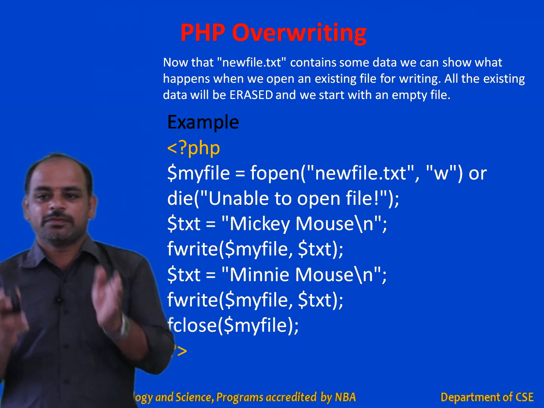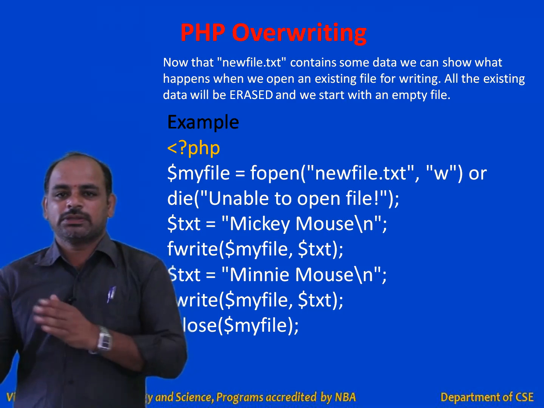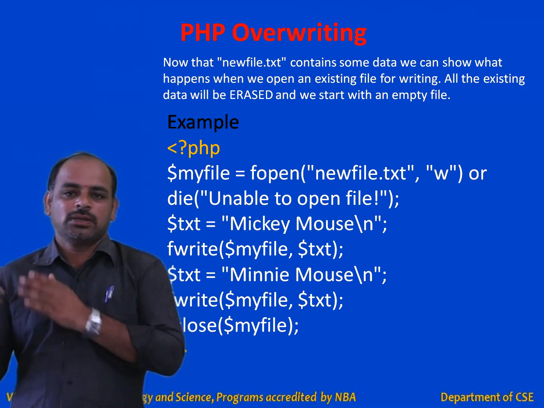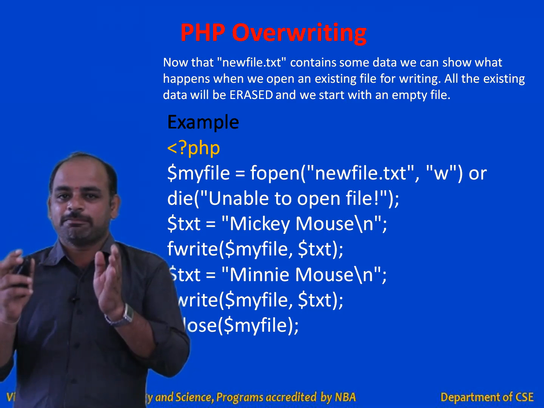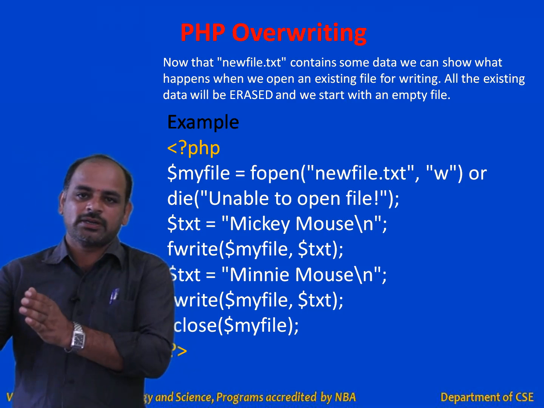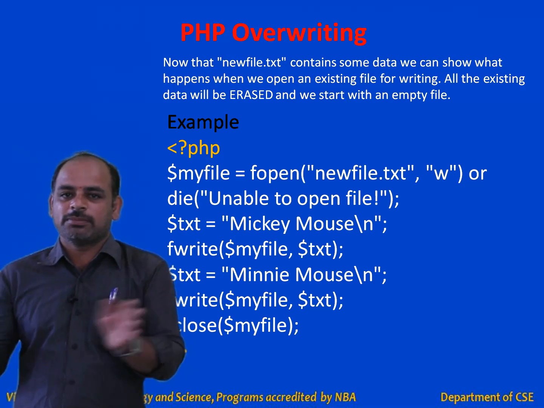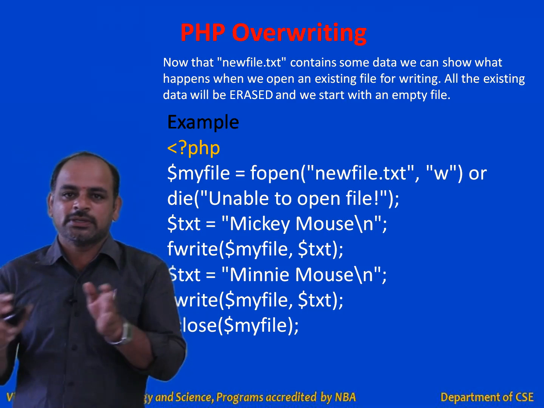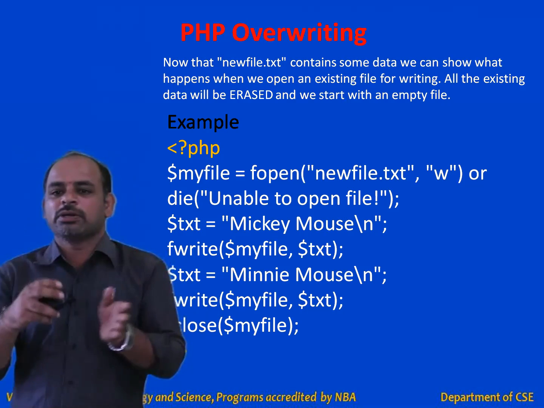If you open the same file in write mode, whatever previous data you have already written will be overwritten. Overwritten means the data will be completely erased, and the new data will be written.